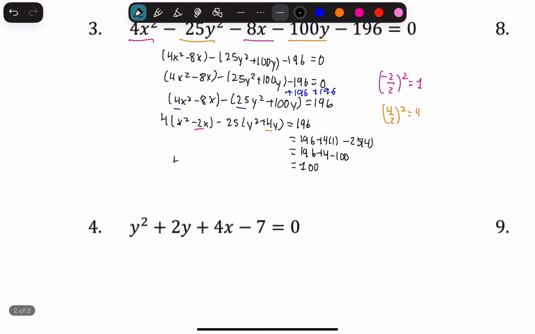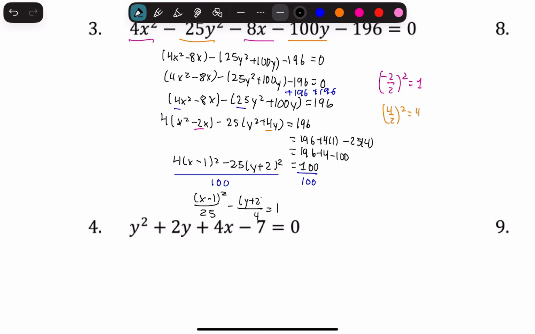Now you can rewrite this as 4 times x minus 1 squared minus 25 times y plus 2 squared. Now dividing both sides by 100. Now you have x minus 1 squared divided by 25 minus y plus 2 squared divided by 4 is equal to 1. And this is going to be the equation of a hyperbola.